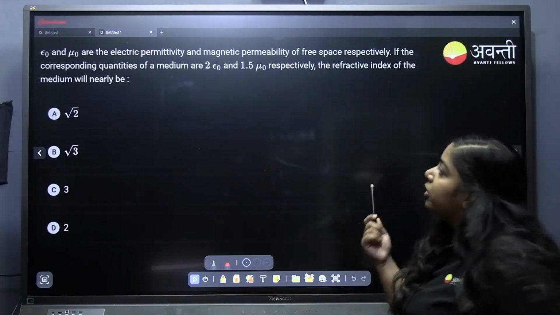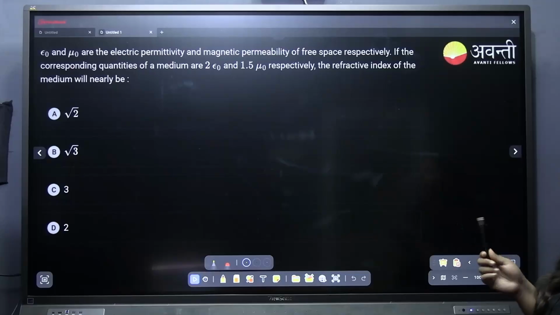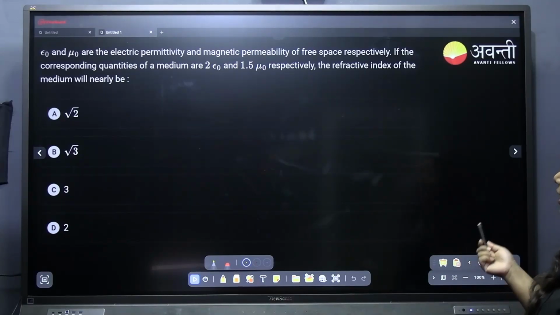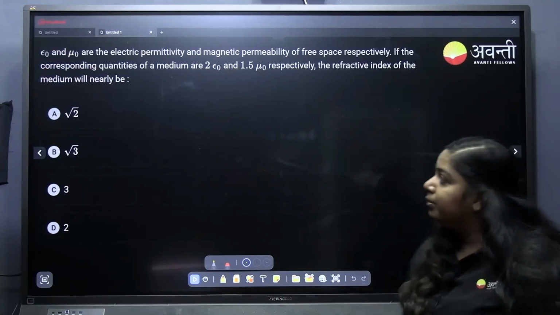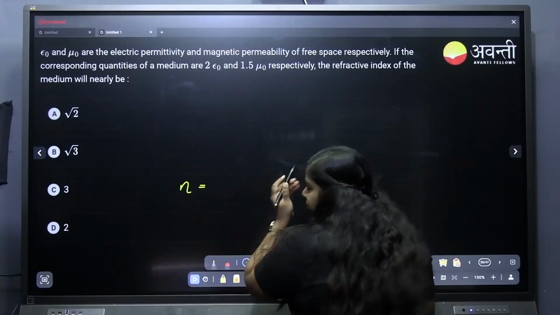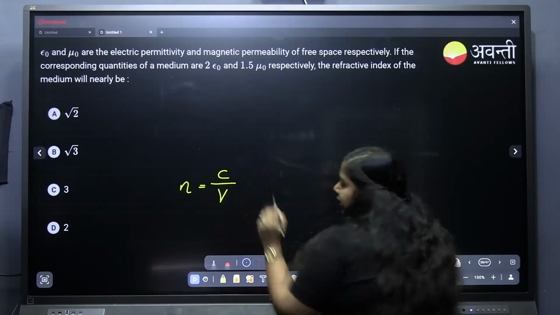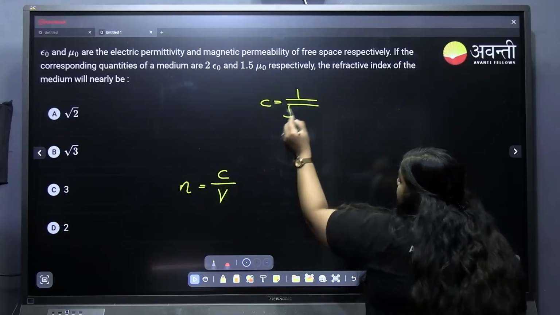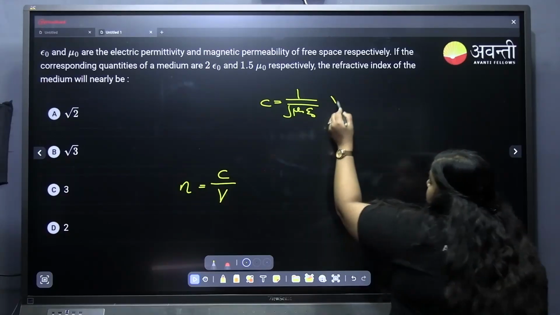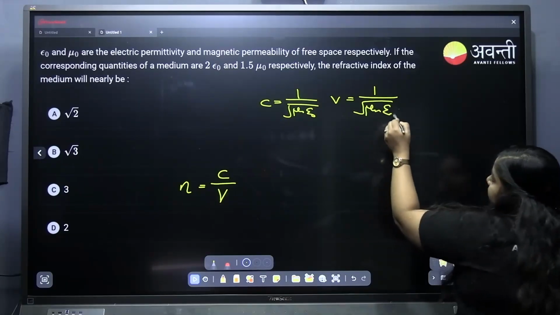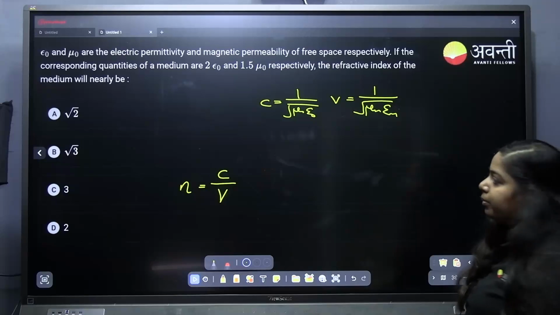Next one. Epsilon naught and mu naught are electric permittivity and magnetic permeability of free space. If the corresponding quantities of medium are 2 epsilon naught and 1.5 mu naught respectively, refractive index of the medium will nearly be. So this is what I told you. Refractive index, how we will find? It is equal to C by V. Then we have another formula relating C equal to 1 by root mu naught epsilon naught. So V will be equal to 1 by root mu m epsilon m. Like for that medium, what will be that values?